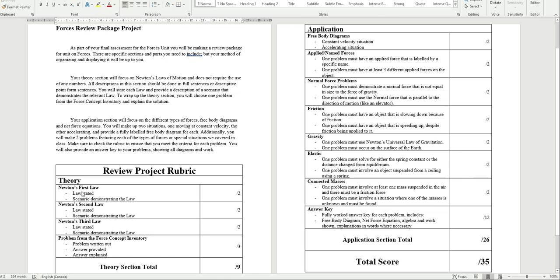Taking a look here, we're going to need to use Newton's first law, Newton's second law, Newton's third law. We're going to need to state the law and make up a scenario that demonstrates it. And then we're going to have to make one problem from the force concept inventory. The link will be attached below in the video description, that you will choose to write out, provide what the answer is, and explain why that's the answer. All right, let's see what sort of thing I could be looking for.